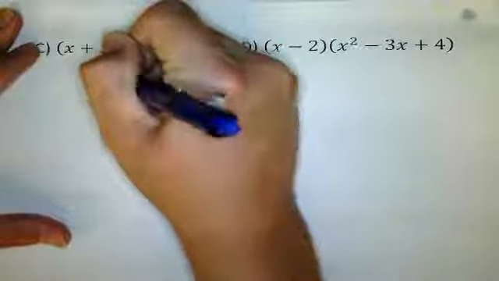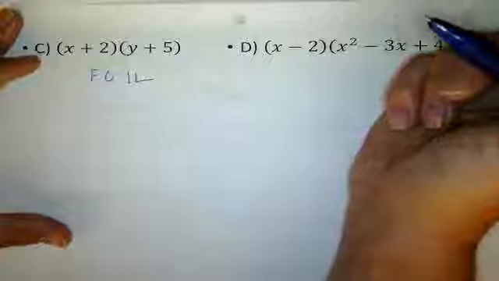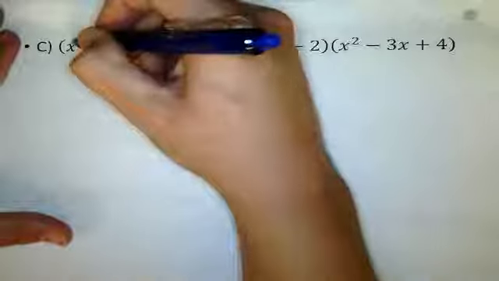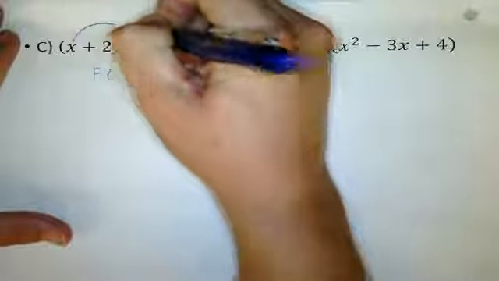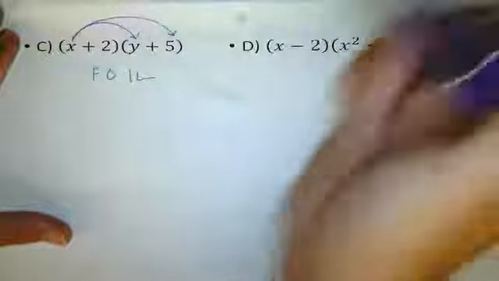Distribute. Yeah, FOIL. FOIL is the word. Yeah, you might know FOIL. That only works on a binomial times a binomial. So we don't really like to use that word too often, but distribute, it's really just distributing. We're going to take our x and distribute it to the y and the 5. So we're going to multiply.